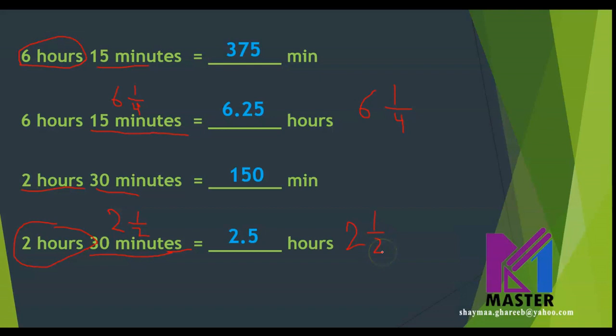But if the question asked you to write it as a decimal, you have to write it in decimal form or in a mixed number form according to the question. If the question didn't ask for a certain form, you are free to write any of them.